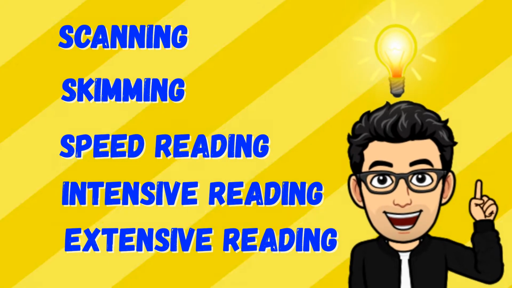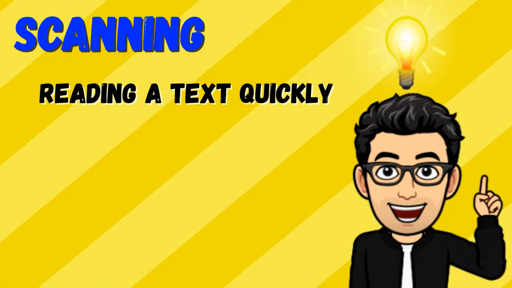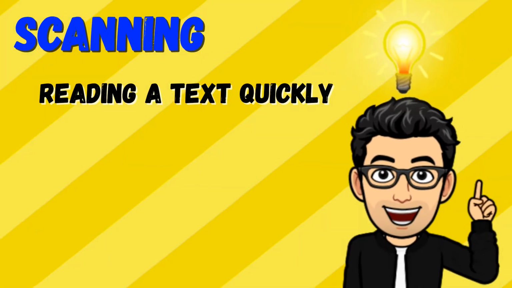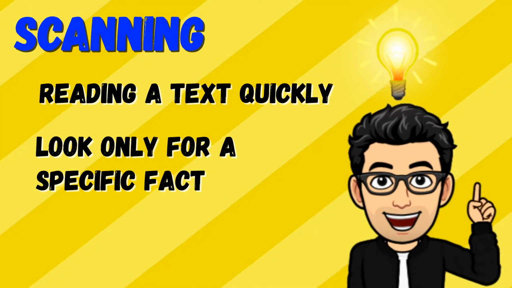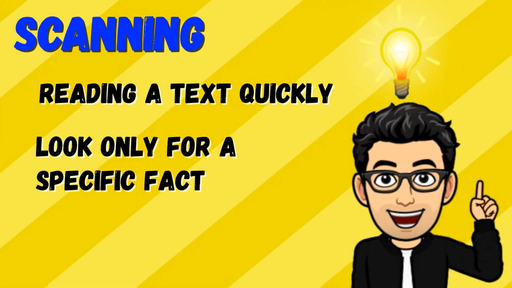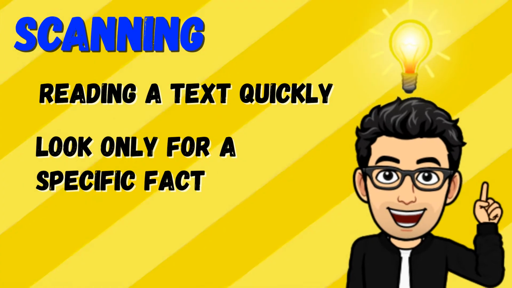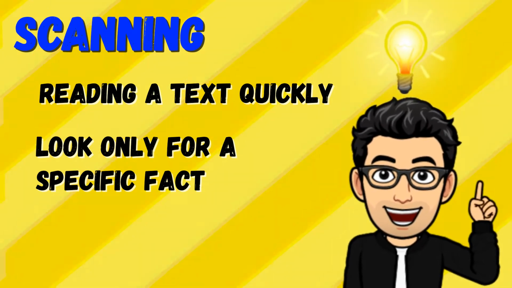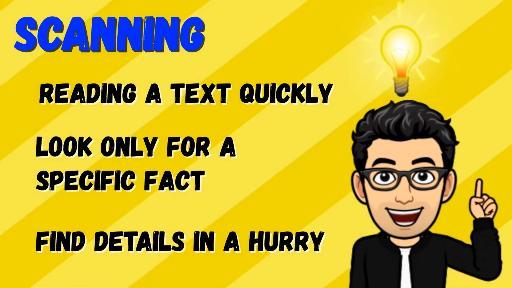Let us talk about the first technique. Scanning is reading a text quickly in order to find specific information, figures, or names. When scanning, you look only for a specific fact or piece of information without reading everything. For scanning to be successful, you need to understand how your material is structured as well as comprehend what you read so you can locate the specific information you need. Scanning also allows you to find details and other information in a hurry.